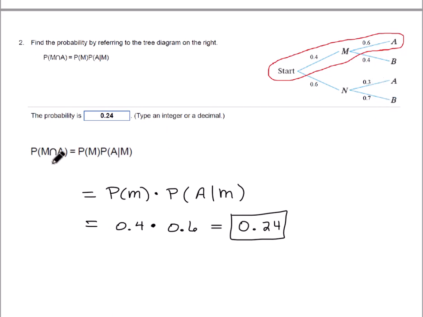So they want us to find the probability of M and A. So where is that? Well, here's M and A. So we simply multiply the probabilities down that particular branch. So the probability of M is 0.4. The probability of A, given that I'm on the branch of M, that's 0.6. And so multiply it together and we get 0.24.